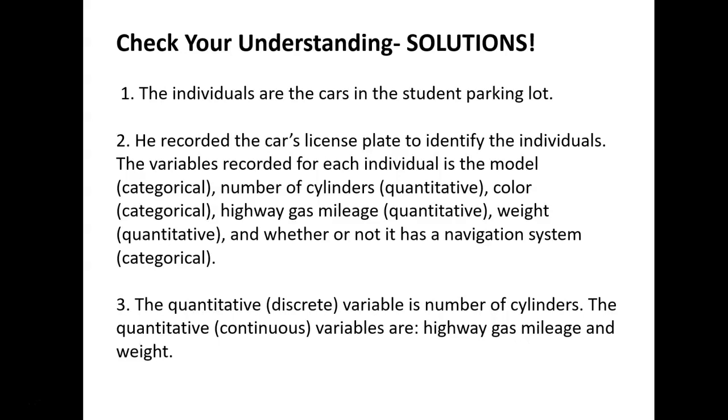That one always throws me because technically the number is discrete because they don't say, like, you get 22.6 miles per gallon, but I guess technically it is. The weight, which is quantitative, and whether or not it has a navigation system, and that's categorical. You're going to have a yes, no answer.